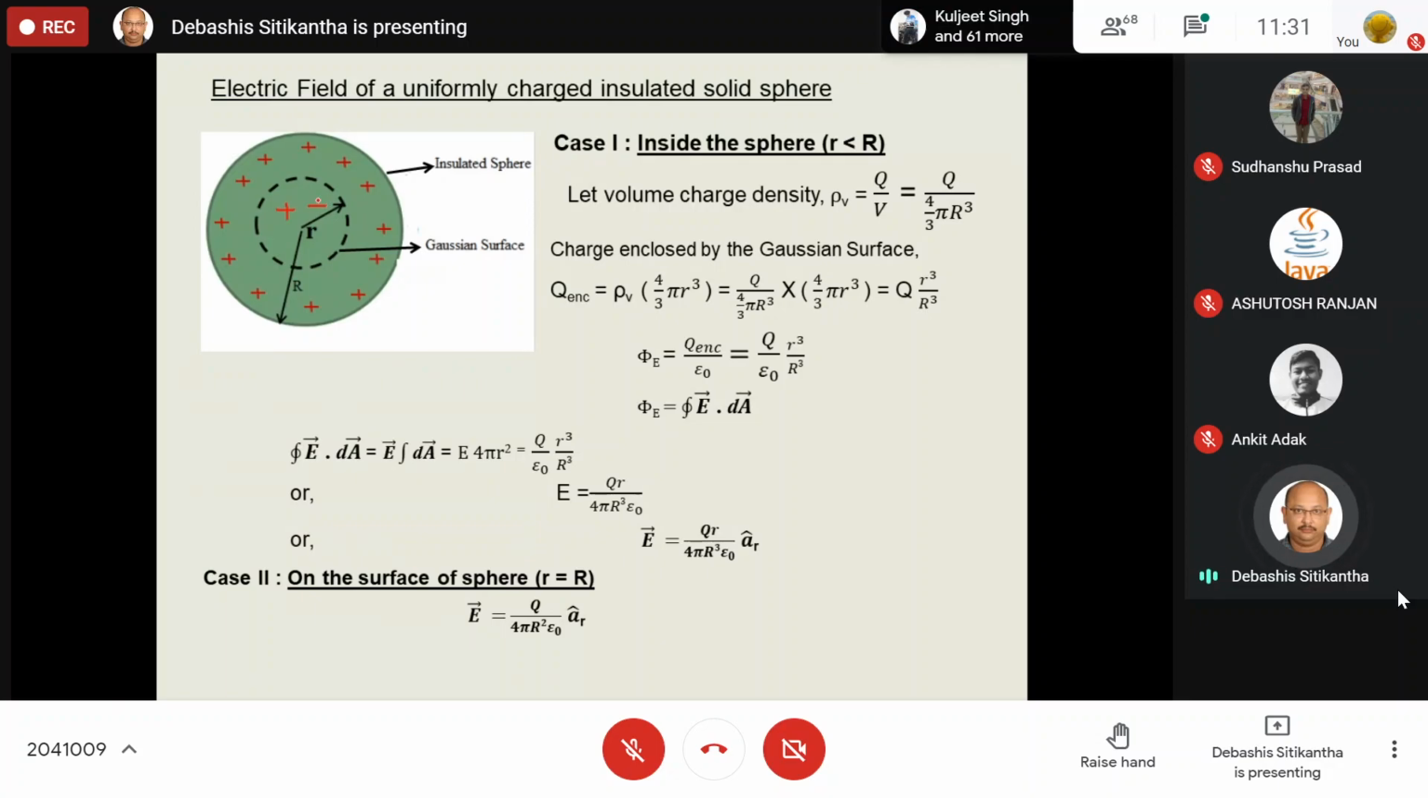Please draw the diagram like this. I am giving you 3 to 4 minutes. Please do it fast. Then we will move on to the next slide.